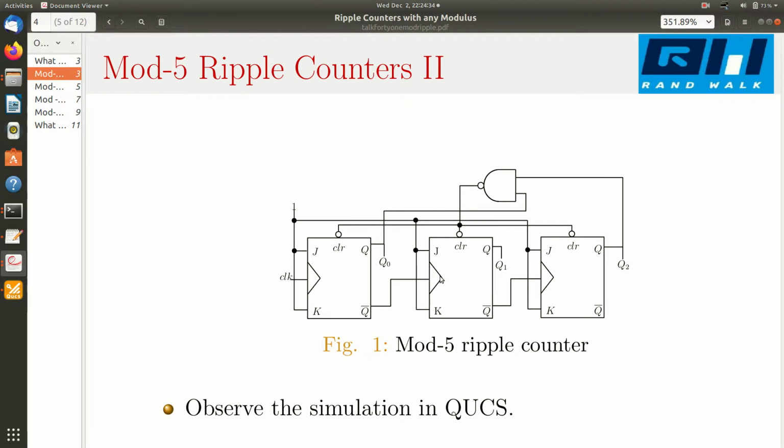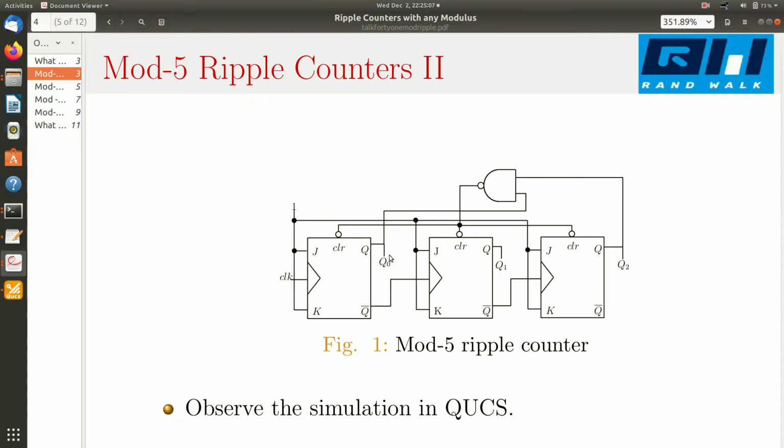Or else, if this is cleared and this is not cleared, it can happen that way. Then it may start with the wrong count, say 001. So instead of starting with 000, I will be starting with 001. Or if this is not cleared and these two are cleared, I may be starting with 010. So the problem here is that the resetting signal is not wide enough. It has to stay for, say, half the clock cycle.